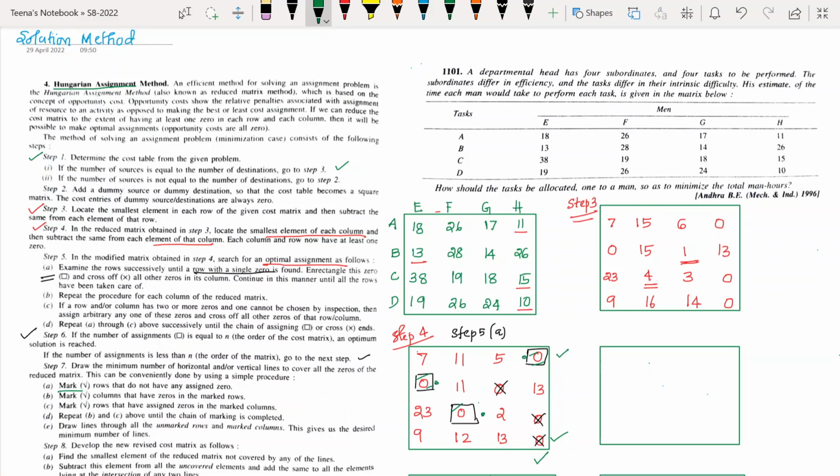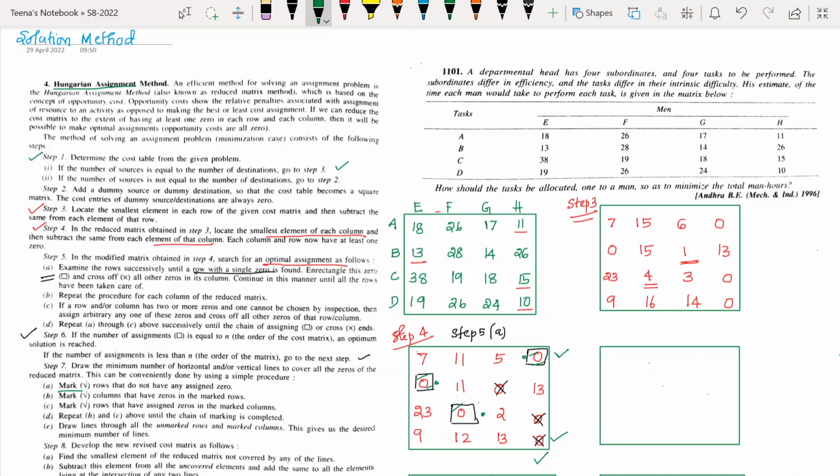Now actually in this tick marked column, there are two zeros. One in row 3 and one in row 1. But only the zero in row 1 has an assignment. Hence, this row 1 is chosen and hence we tick mark the row 1. Is it clear? Let me repeat it.